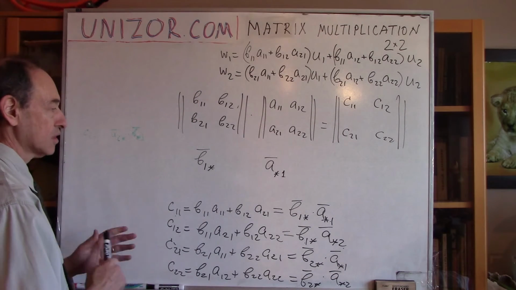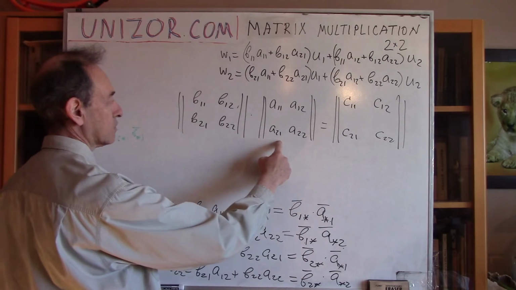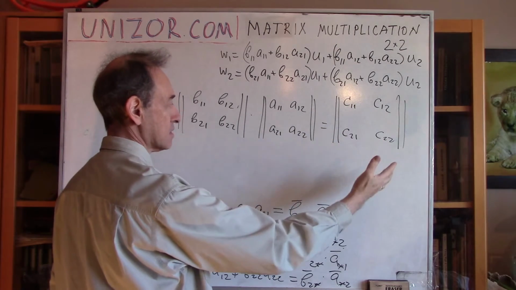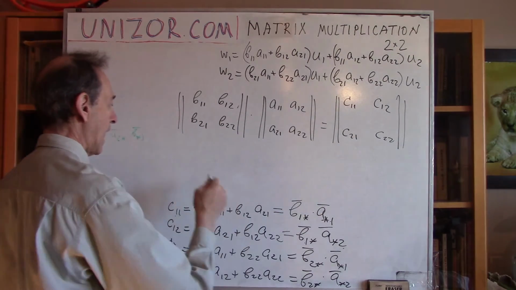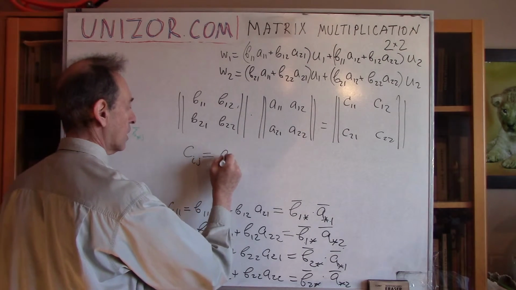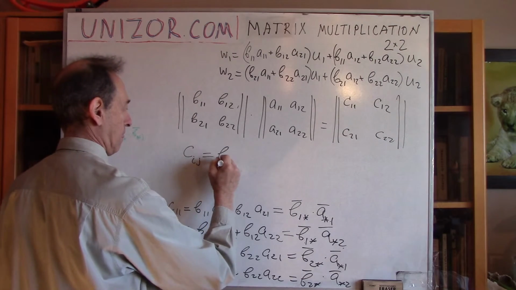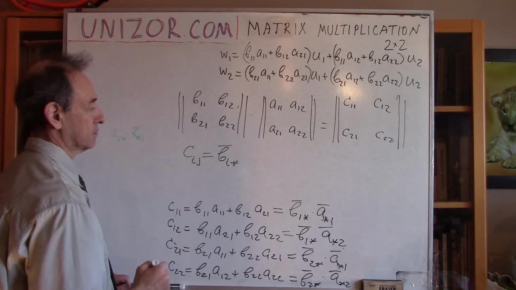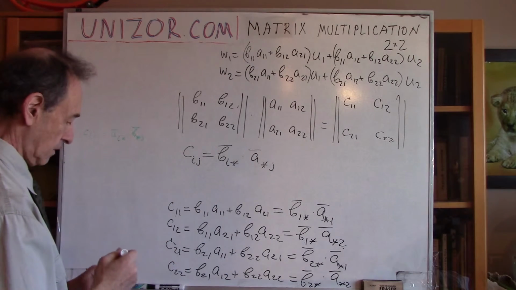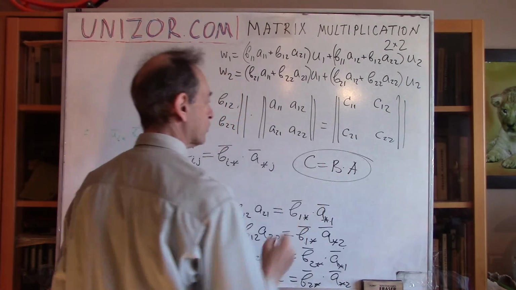So that's the rule which I would like you to notice: whenever we are multiplying a 2 by 2 matrix by a 2 by 2 matrix, we get a 2 by 2 matrix, and each component of this product, with indices ij, where both i and j can be either 1 or 2, is equal to the i's row vector of the B matrix scalarly multiplied by the j's column vector from the matrix A. And this represents multiplication of two matrices.